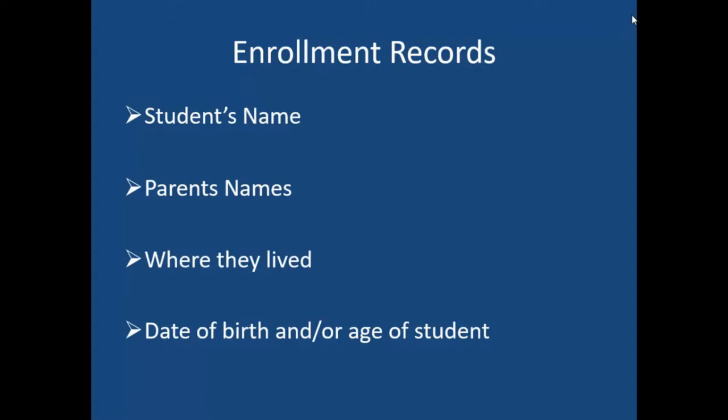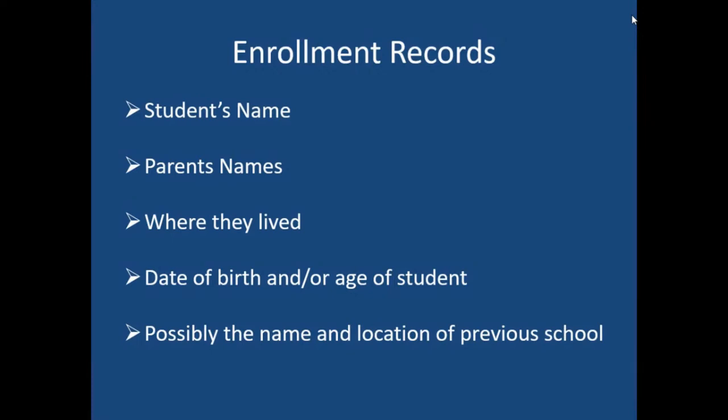Again, when we're trying to nail down when they were born, especially if you do not have a birth record, this kind of information will definitely help you. And possibly the name of the location of the previous school. Many students were transferred into the school where you find them from a previous school. And many times the previous school, the name and the location will be listed in the school records of where they came from. So that's always great.